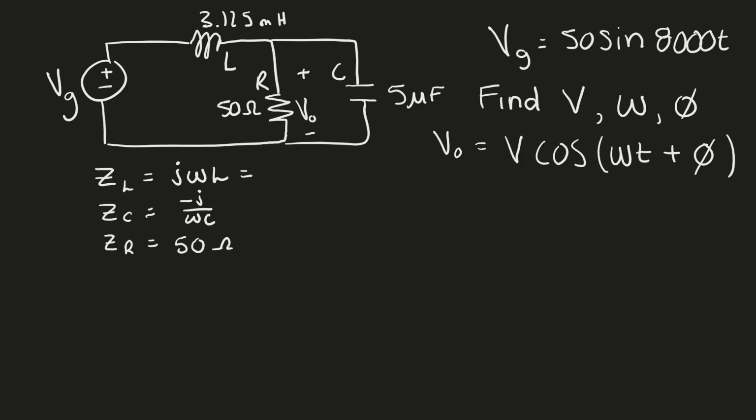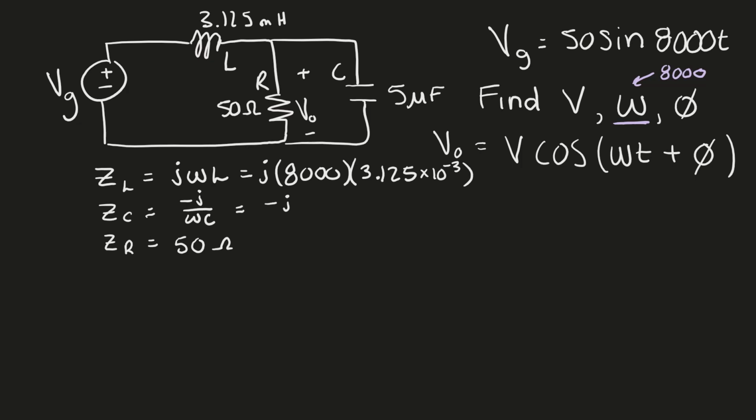All right, so this top piece here is going to equal J times omega. So what is omega? Omega is the angular frequency here, and it's going to be 8,000, which means it's going to be 8,000 for the entire circuit. So right off the bat, we actually already know what omega is going to be. Plugging that in to find the impedance gives us 8,000 times the inductor value, which is 3.125 times 10 to the negative 3, like that.